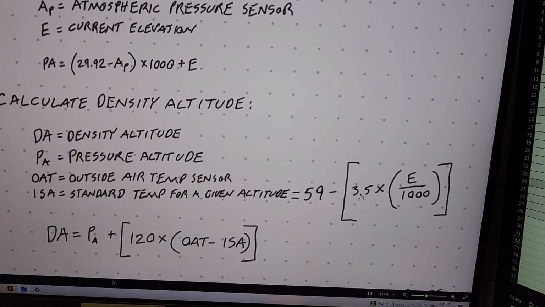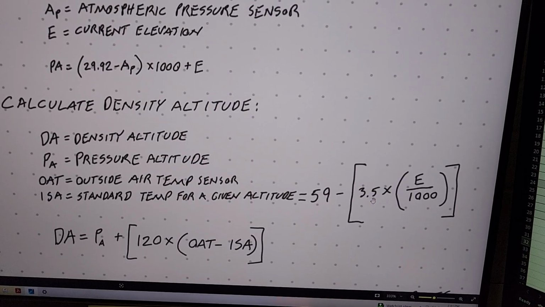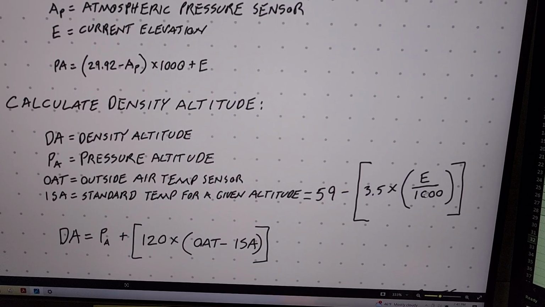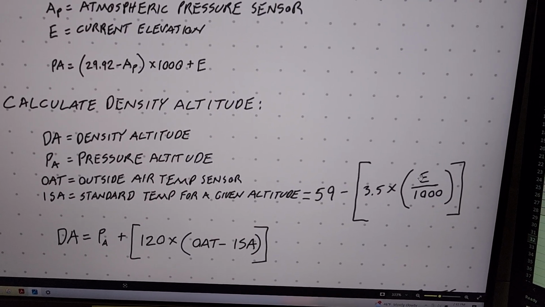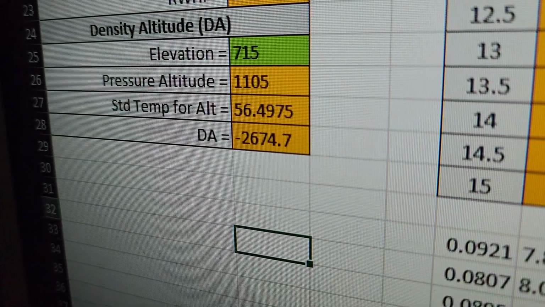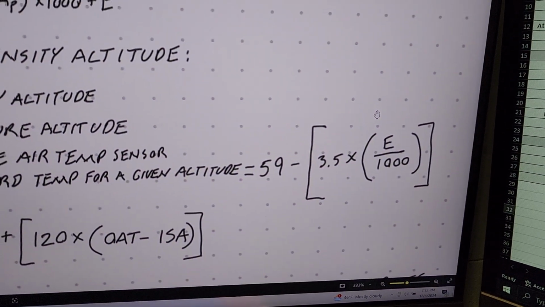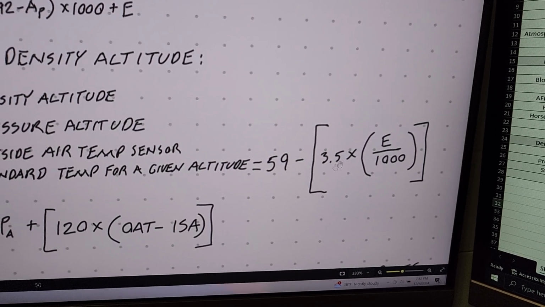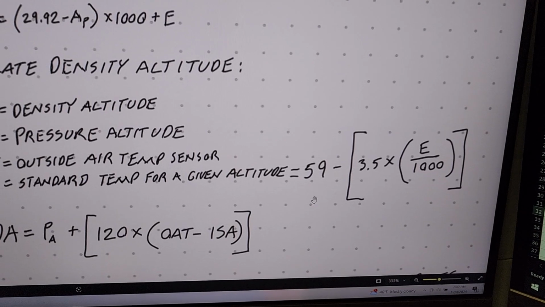Then you're going to multiply that by 3.5. This 3.5 is, you're losing 3.5 degrees from the standard temperature for every 1,000 feet. Basically, if I'm at 715 feet, you're going to take that 715 feet, divide that by 1,000. That's going to give you a percentage, and that percentage of 3.5 degrees is how much you're going to subtract from 59.